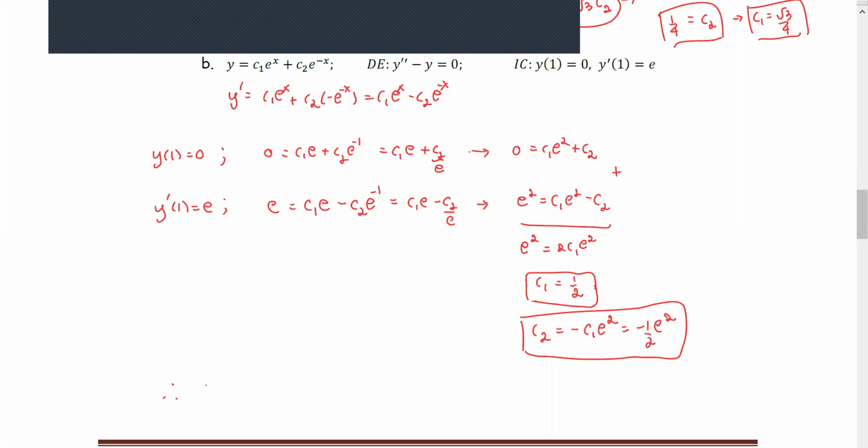That resolves the particular solution for this case. It is y equals 1 half e to the x minus 1 half e to the second times e to the negative x, or 1 half e to the x minus e to the 2 minus x.